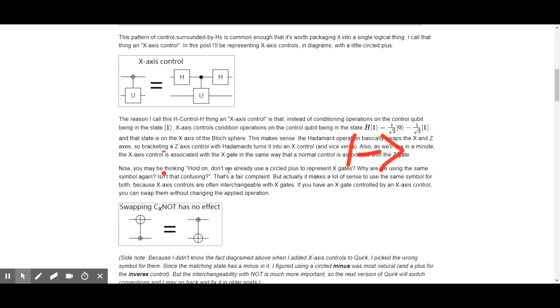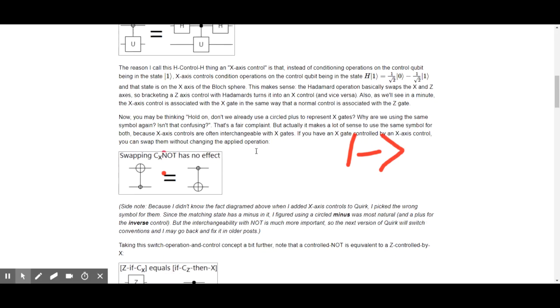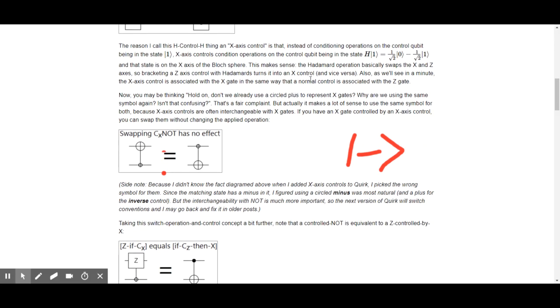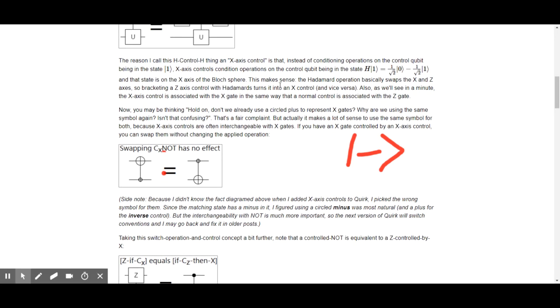The reason I call this H control H thing an axis control is that instead of conditioning operations on the control qubit being in the state one, the x-axis control conditions operations on the control being in the state 0 minus 1, and that state is on the x axis of the Bloch sphere. Yeah, it makes sense. The way this is constructed makes sense. The Hadamard operation basically swaps the X and the Z axis. So bracketing a Z axis control with Hadamards turns into an X axis control and vice versa.